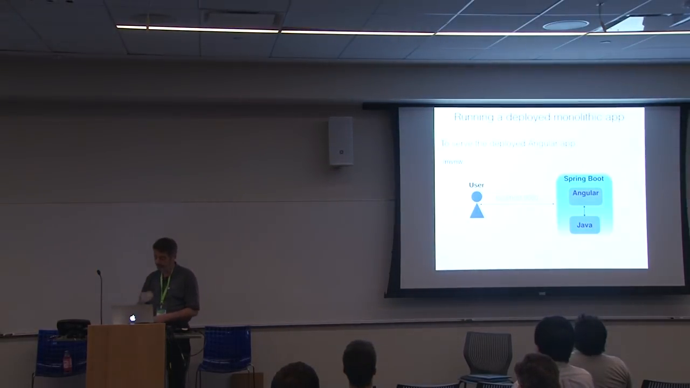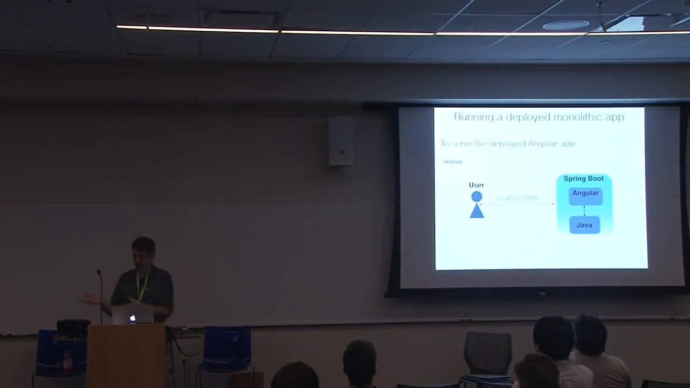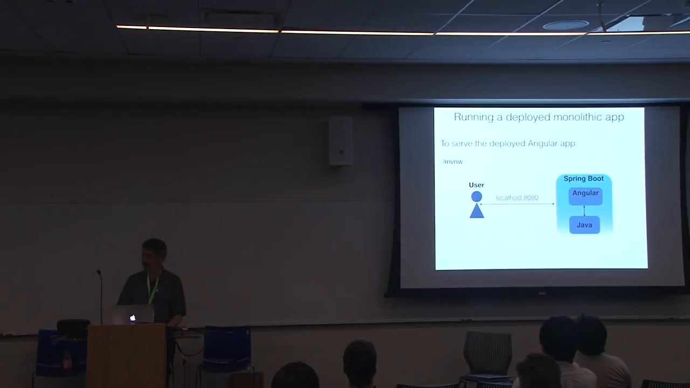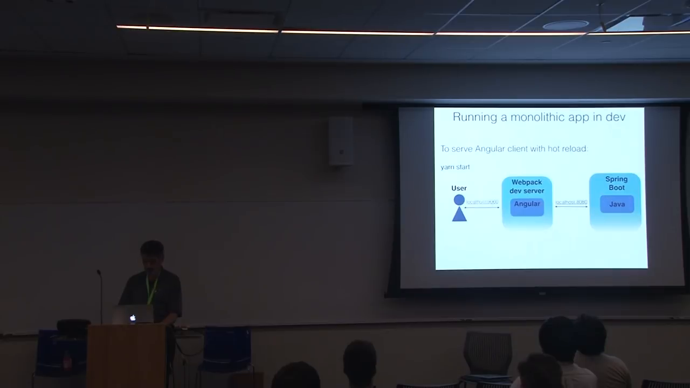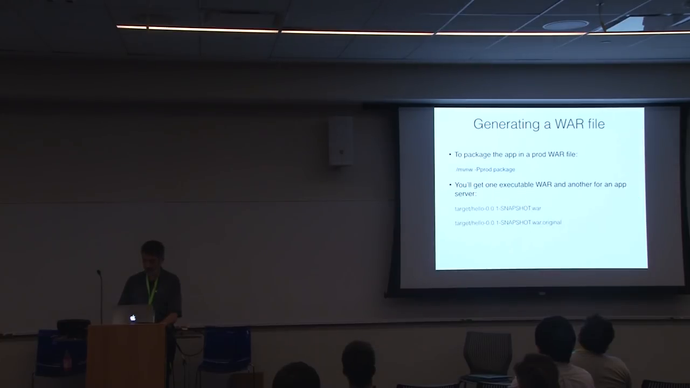So how do you run a deployed monolithic app? This is what we are about to do. Run just Maven wrapper when the app is done, and your app should be ready. The other choice is if you want to work in dev mode with Angular, you can keep running this additional web server for Angular, so you can have hot reload on the front end. All right, so this is how to package the app.